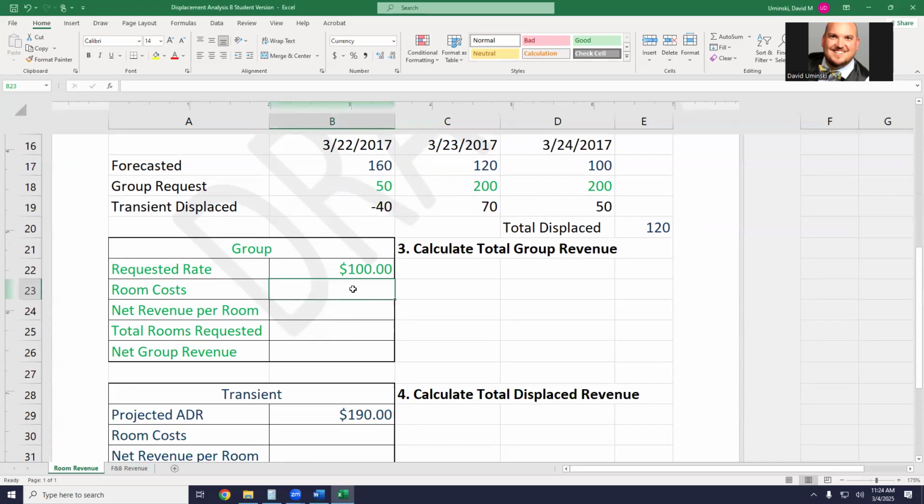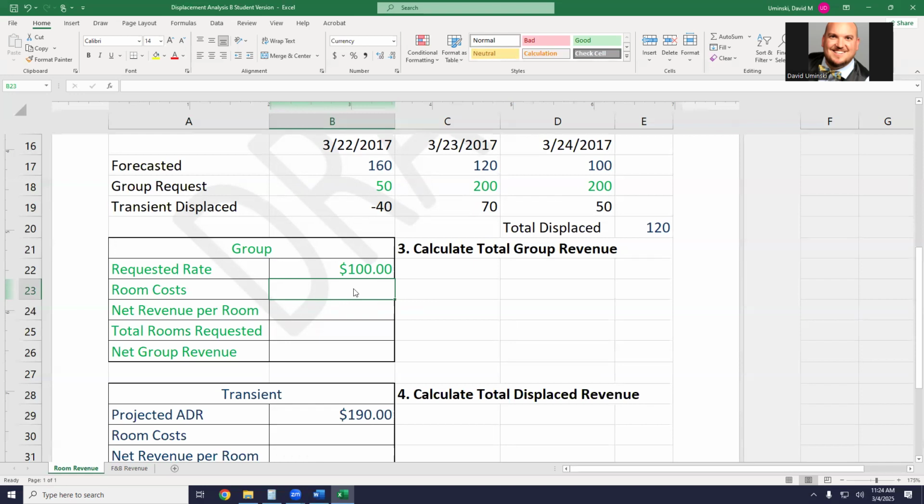So our room cost. Remember, our room costs, calculate number 3, calculate the total group revenue. So what does our room cost equal? You need to write this formula in on this page right here. I've written room cost equal, but I haven't written the formula out. What is the formula for the room cost?